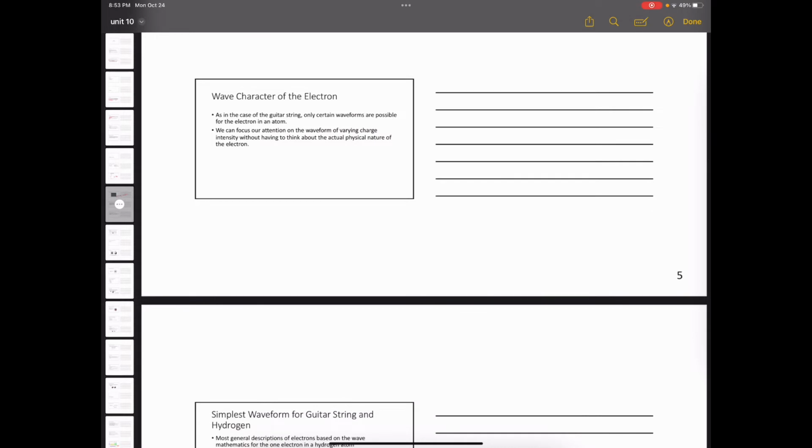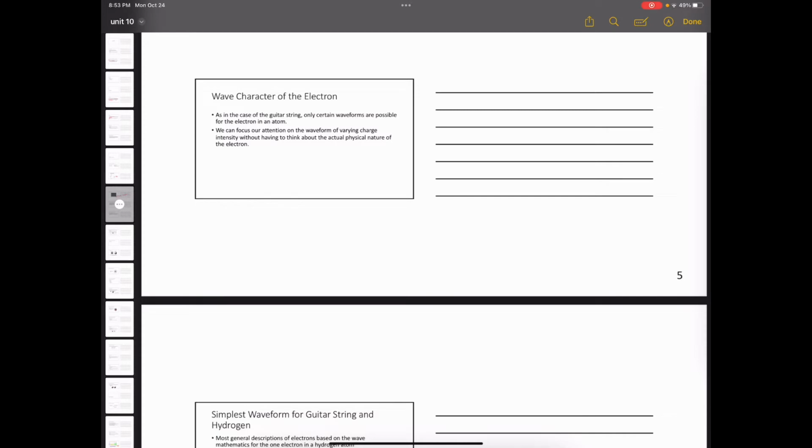So, as in the case of the guitar string, only certain waveforms are possible for the electron in an atom. In every single atom, every element in the periodic table, there is a unique waveform for each electron. Those waveforms are limited, and this is how all atoms, or all electrons, are defined in their orbitals.